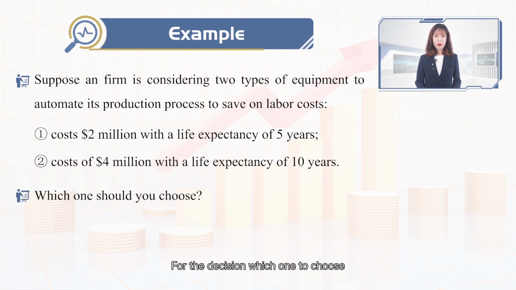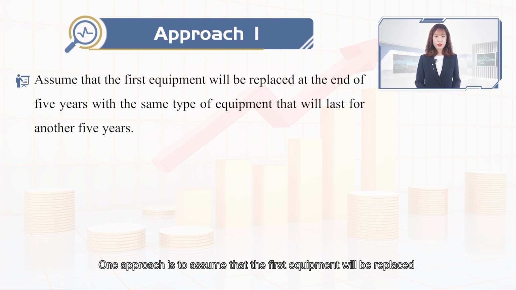For the decision of which one to choose, it is important to find how to make the two investments comparable given that they last for different periods of time. One approach is to assume that the first equipment will be replaced at the end of 5 years with the same type of equipment that will last for another 5 years. Both alternatives will then have the same expected life of 10 years.